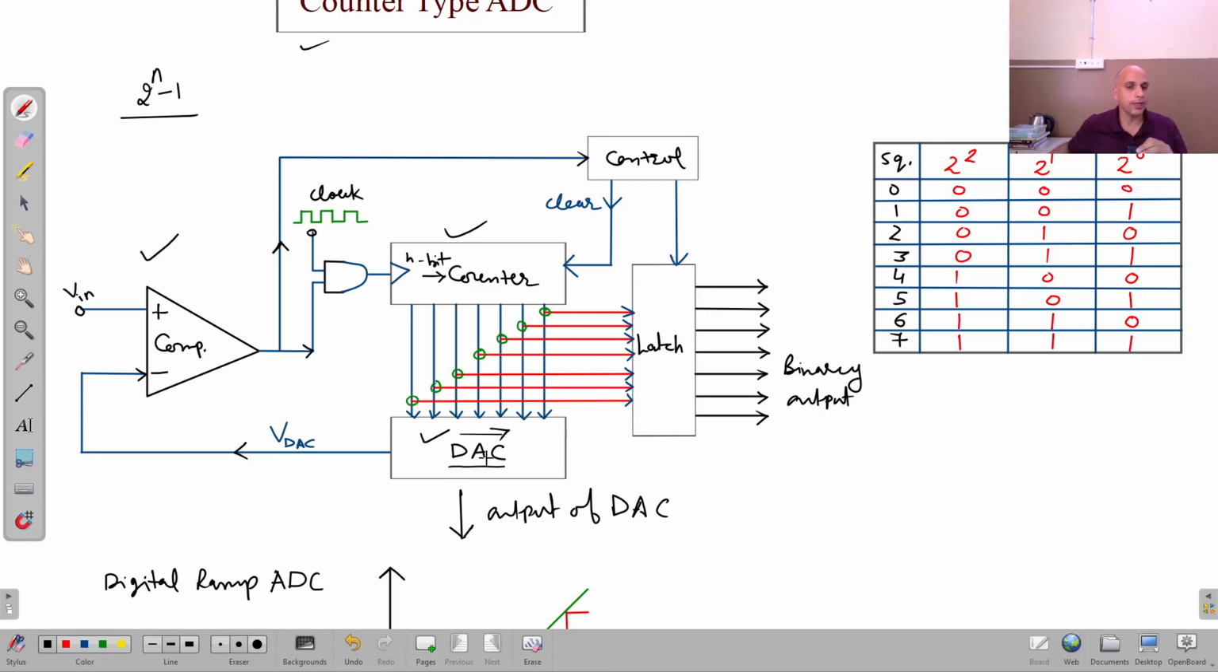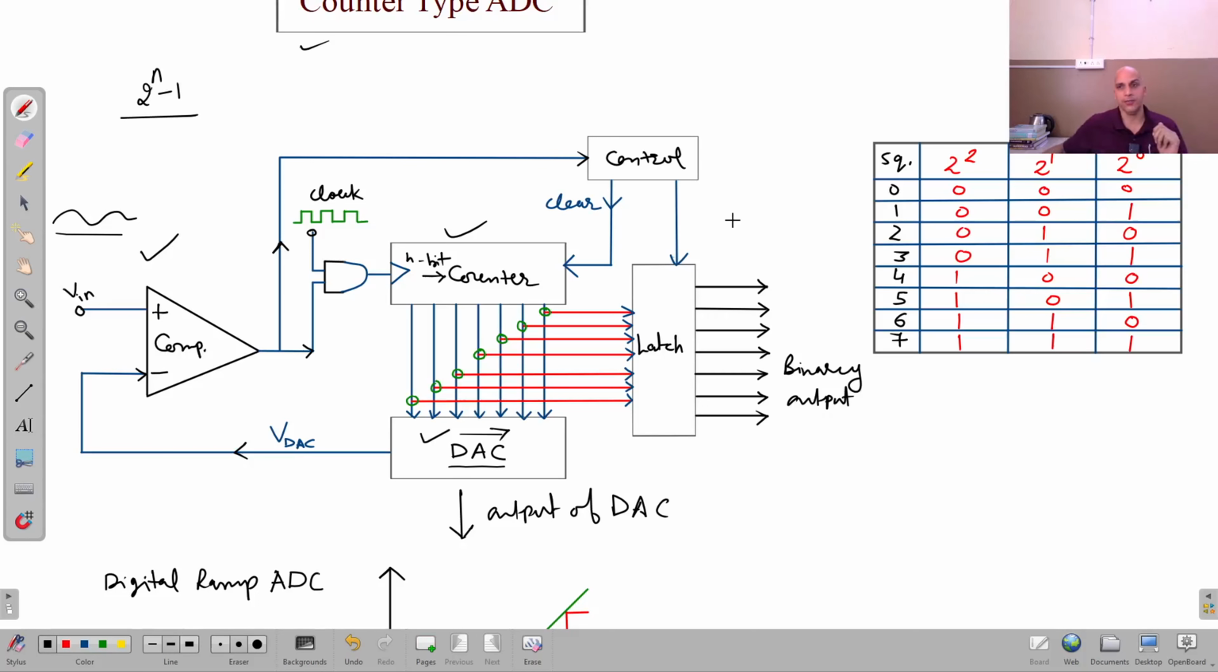Then the output of the D to A converter is sent to one input of the comparator, the inverting input, negative. Whereas the output of the counter is also applied to the latch. Latch means flip-flops, registers, shift registers for the storage of this digital output. This is a control circuit that is used for controlling and generating clear. It is an AND gate, it is a clock signal, and the analog signal that we are going to convert into a digital signal is applied on the non-inverting terminal of the comparator.